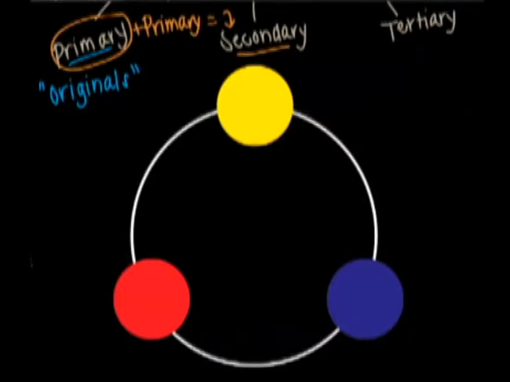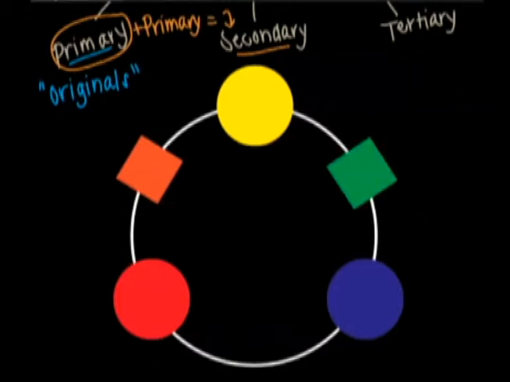Now, if we mix red and yellow, we get orange. Yellow and blue give us green. And blue and red give us purple.